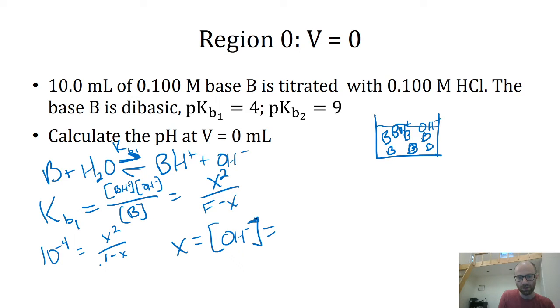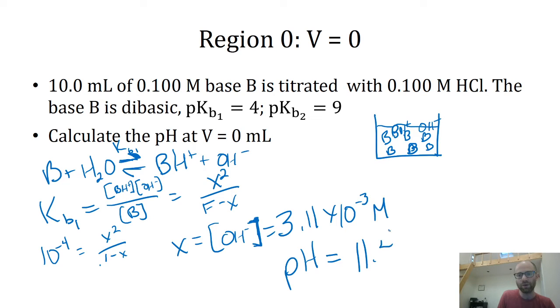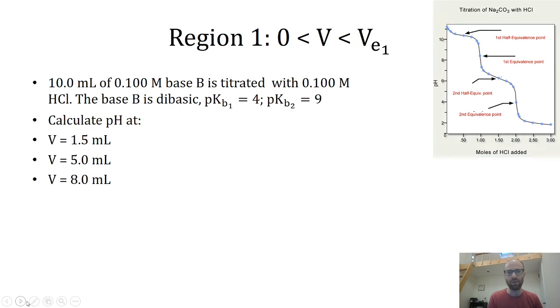X equals hydroxide, which I wrote down so I wouldn't have to remember, should be equal to 3.11 times 10 to the negative third molar, and that would then yield a pH value of 11.49. So we've got our starting point, a logical starting point, a weak base with pH largely over 7. We start dropping in a small amount of acid, and as we drop in acid, the pH slowly decreases, and we enter this downward sloping line, which is a buffered region.